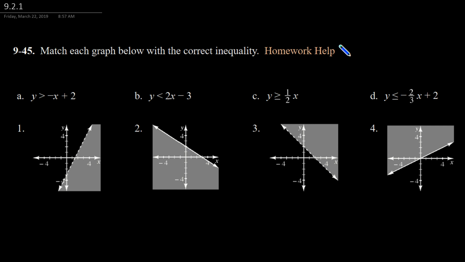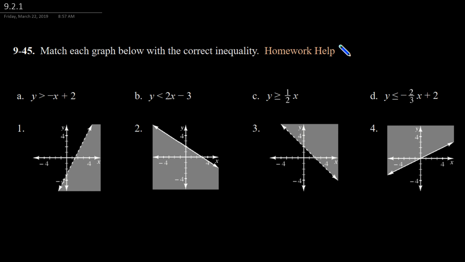We're going to be looking at questions 45 through, I think, 51. This is in chapter 9. Match each graph below with the correct inequality. So as you can see, I've got 4 inequalities and 4 corresponding graphs.